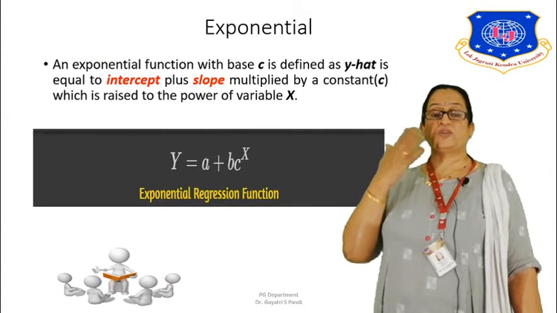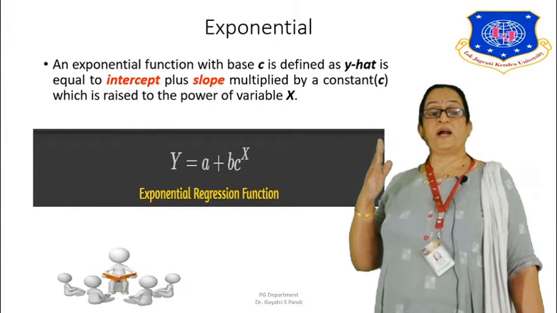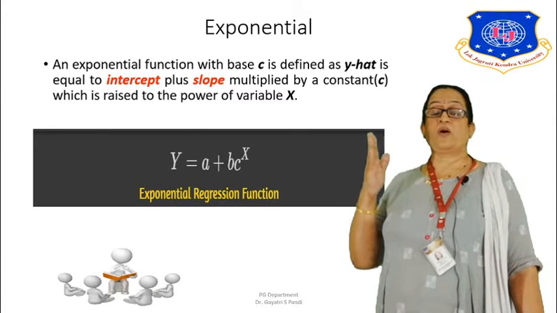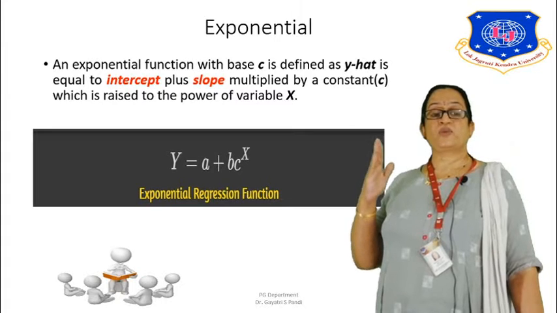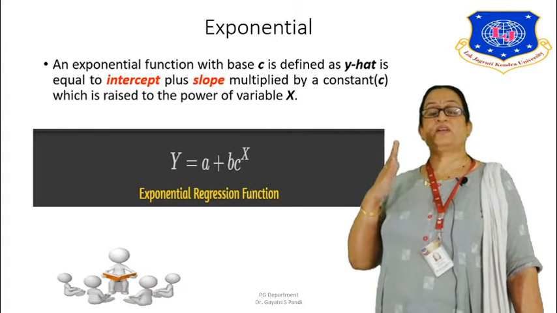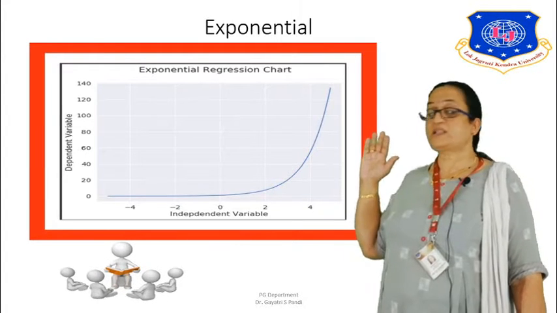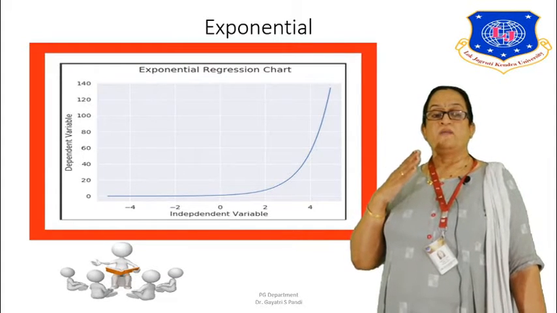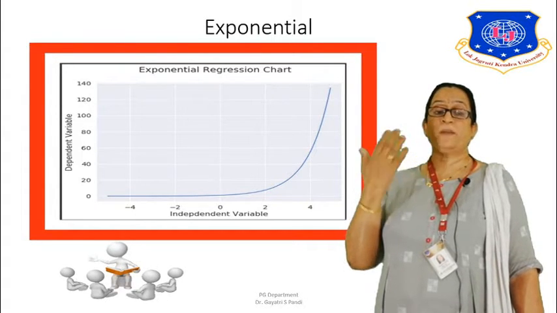Then we have the exponential, in which case it is with the base c, and it is defined as y hat equal to the intercept plus the slope multiplied by a constant which is raised to the power of x. So here you have y equal to a plus b c raised to x. This is an exponential regression function. Let us see the graph. Again it is not a straight line, it is an arc. The exponential regression chart is like an arc, as shown in the figure, with independent variable on the x-axis and the dependent variable on the y-axis.